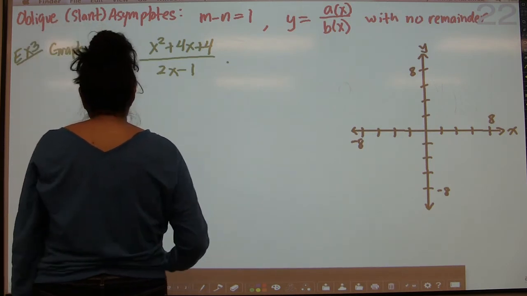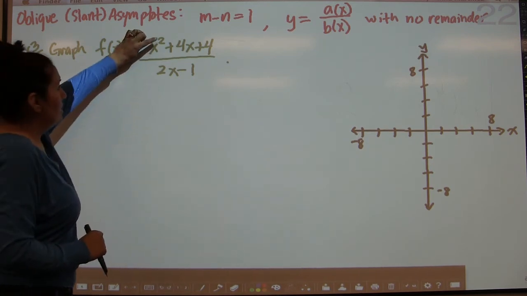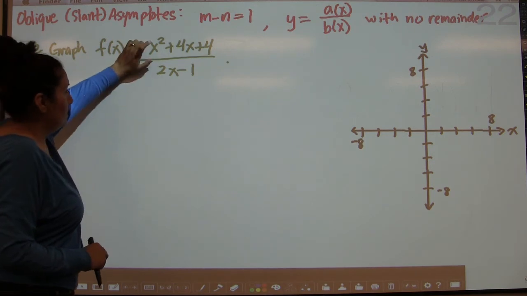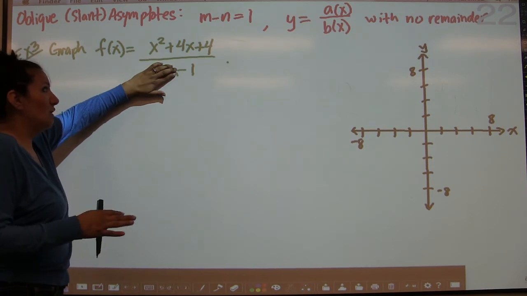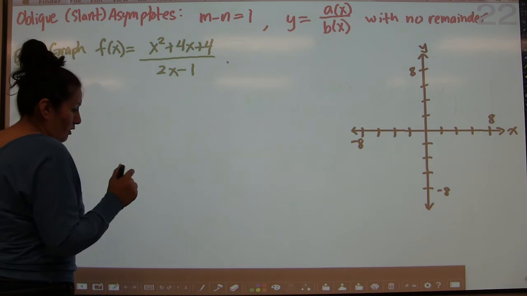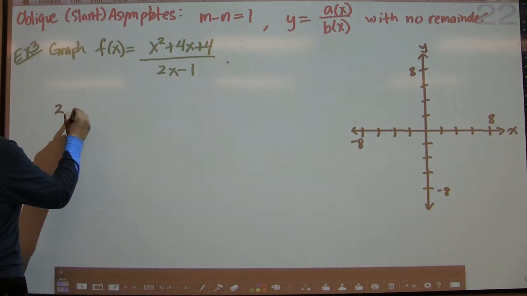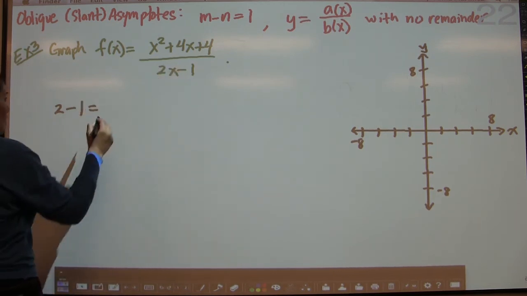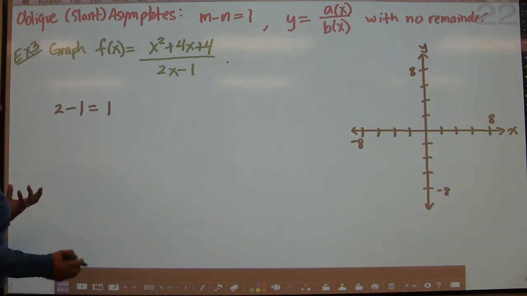I'm going to show you right now how to do that. First of all, it only happens when the difference between the 2 degrees here is equal to 1. So the degree on top, the 2, is bigger than the degree on bottom. Normally we would say it doesn't have one, with the exception of when their difference is equal to 1. In this case, the m value is 2, the n value, x to the 1 power, is 1, and 2 minus 1 equals 1, which is the one case where you would get an oblique asymptote.